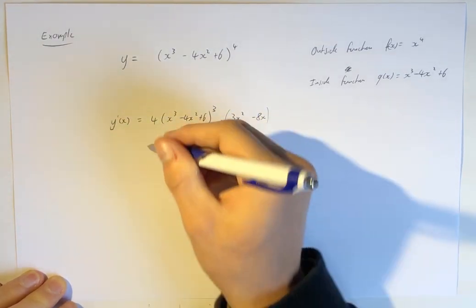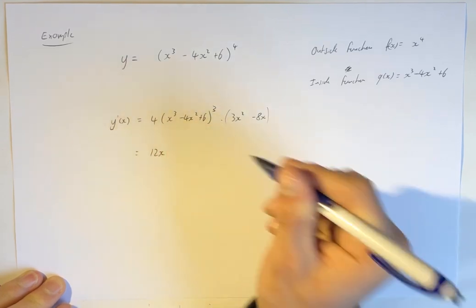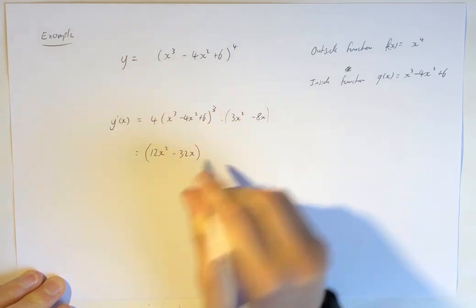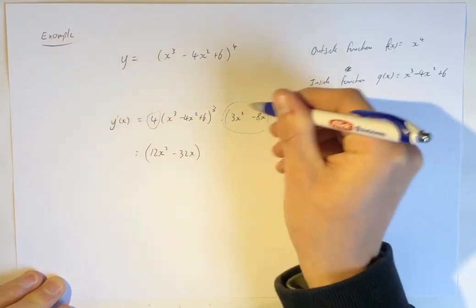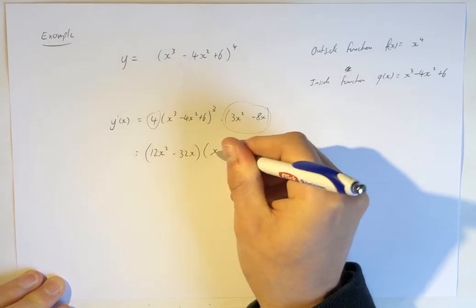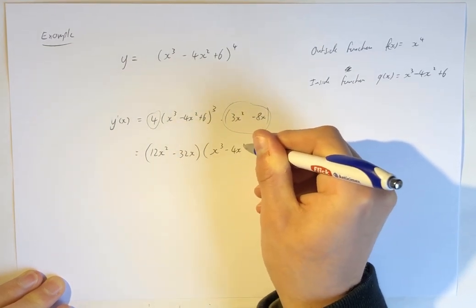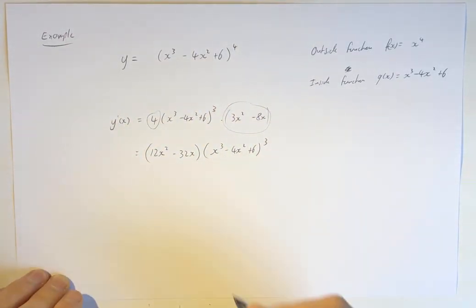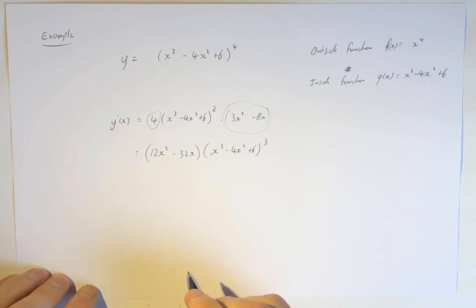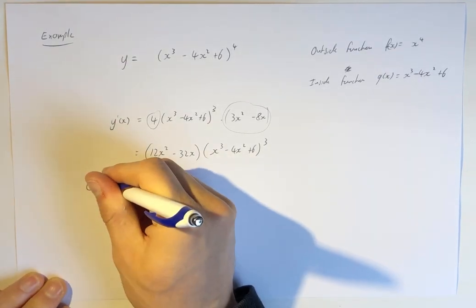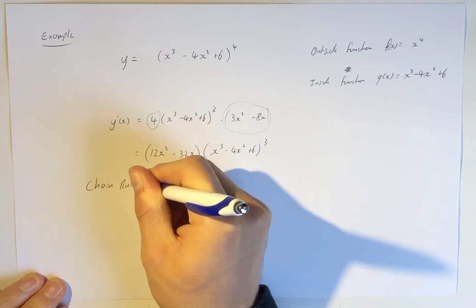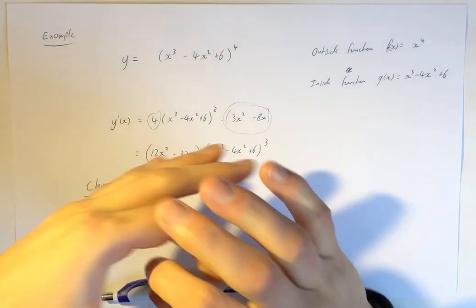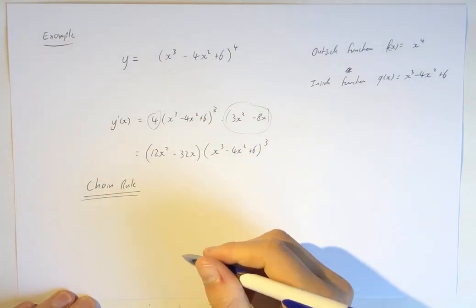You could put that 4 into there. We could call this 12x squared minus 32x, all in brackets. That's just this multiplied by that, and then times by x cubed minus 4x squared plus 6, all cubed. And what we call this is chain rule, because these functions are linked together, right? So they're linked together, we call this the chain rule.